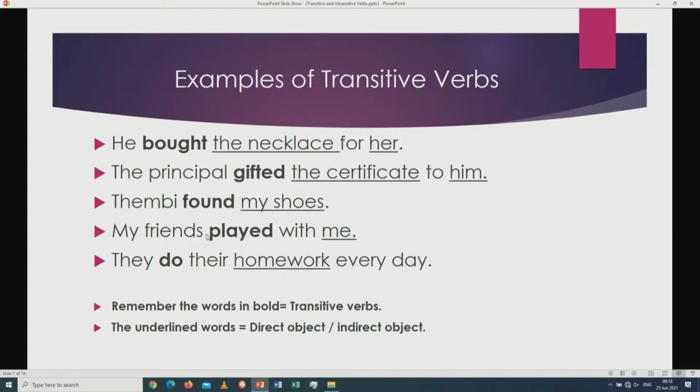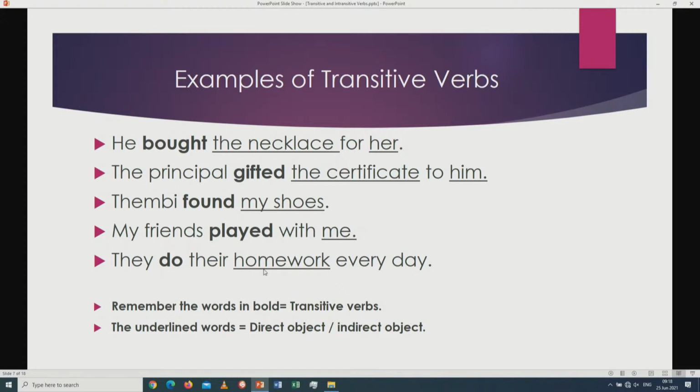My friends played with me. Who? My friends. That becomes the subject. What did they do? They played is your verb. What or with whom did they play? They played with me. So subject, transitive verb because it carries over onto a direct object, me.